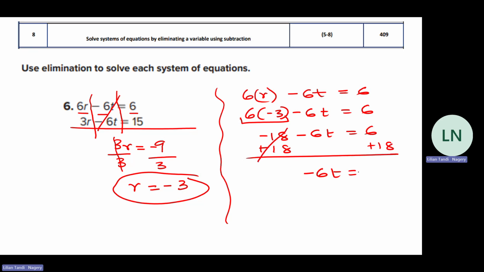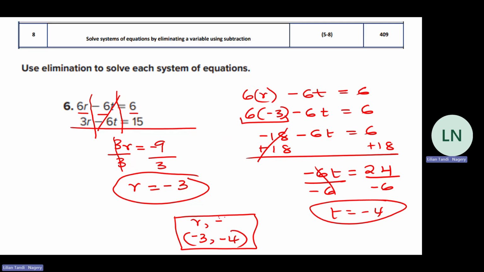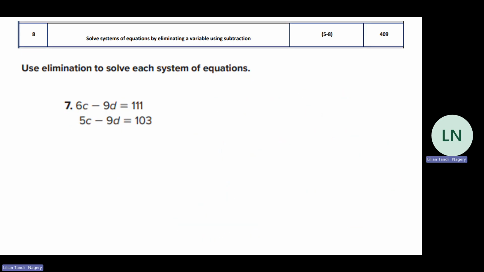You have negative 6T equals what? This is 24. Then you divide by negative 6. T should be negative 4. R comes before T. So negative 3, negative 4. Okay, so that's your answer. And then you check to confirm you solved correctly.